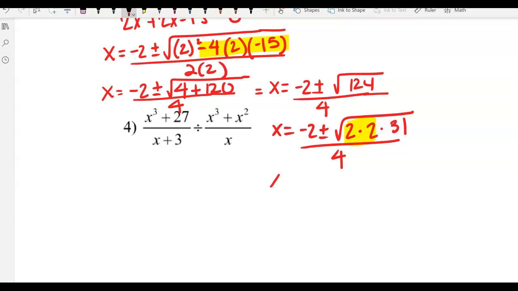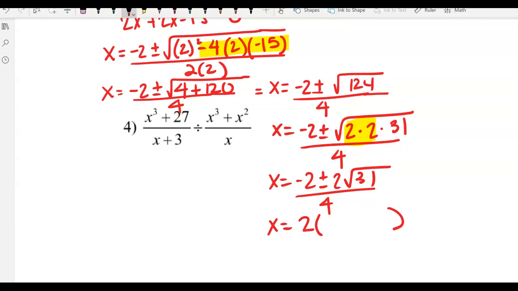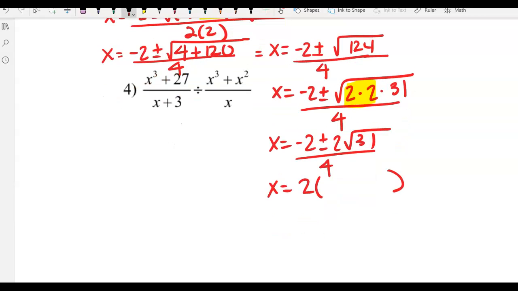All right. So x equals negative 2 plus or minus 2 radical what? 31 all over 4. Can I simplify some more? Yes. On the numerator, we can factor out a what? 2. So when we factor out 2, what's left over on the numerator? Negative 1 plus or minus what? Yep. Square root of 31, or 1 square root of 31. Is that the same, students? Yes. On the bottom, we have 4, but 4 is really 2 times 2. So we can cross that out because we can reduce.